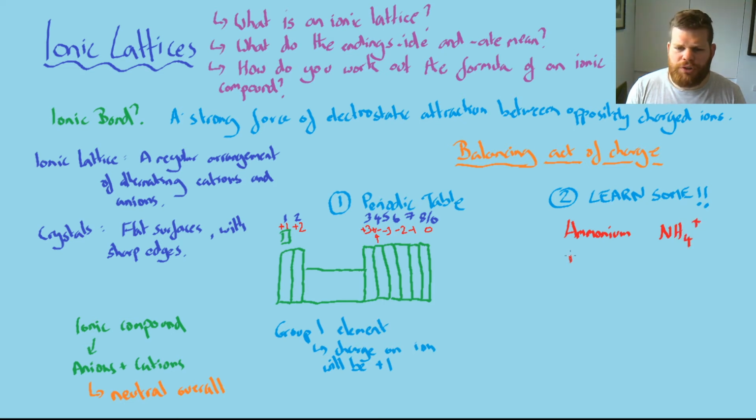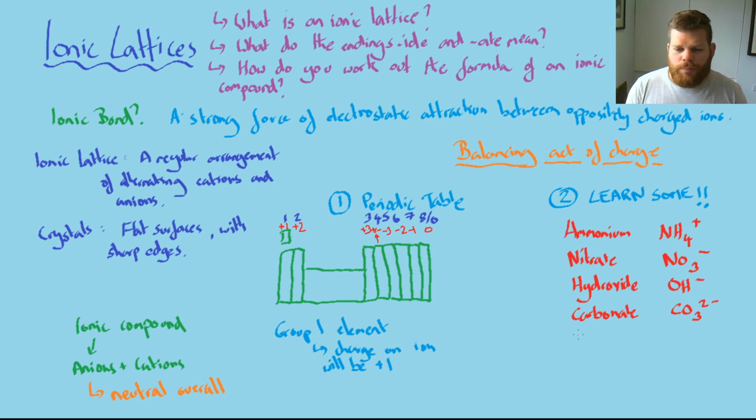Next one we've got is nitrate, which is NO3-. They don't have a number on them because when we use the number 1, we don't need it. So we just write plus or minus. Another one we've got is hydroxide, which is OH-. Next one we've got is carbonate, which is CO3 2-.